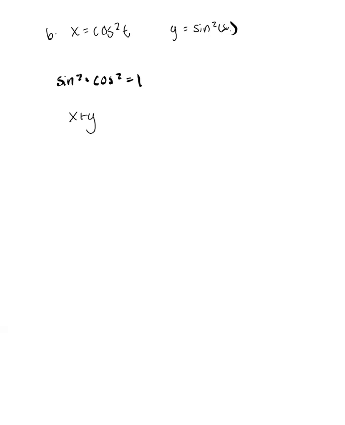Because if you take this x and add it to this y, technically you would get this equation. I wouldn't try and find t for this one, because it's in terms of cosine squared and sine squared. But this is technically the answer. This is the equation they want: x plus y is equal to 1, just because it's going back to this Pythagorean theorem. That's really all they want for that one.